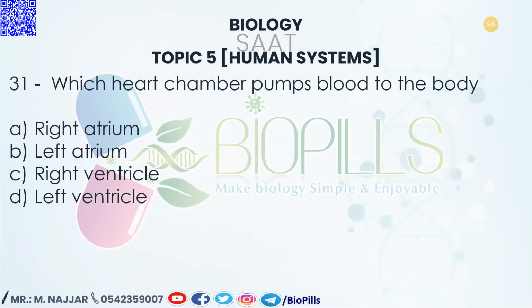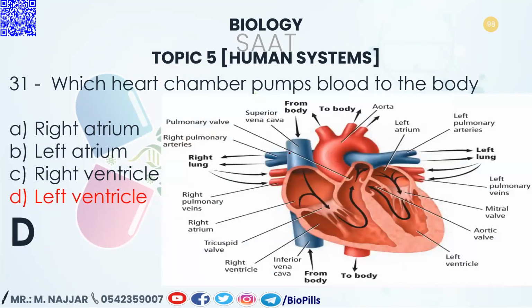Pumps the blood to the body. The correct answer is D, left ventricle. As we just mentioned, here is the left ventricle. When it contracts, it pumps the oxygen-rich, or oxygenated, blood through the aorta to all of the body. And here is the aorta.